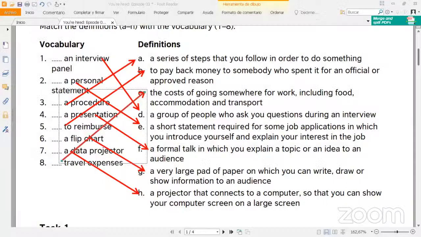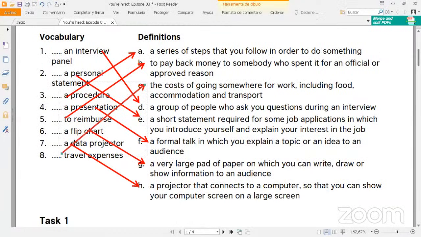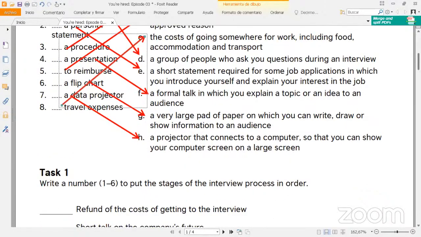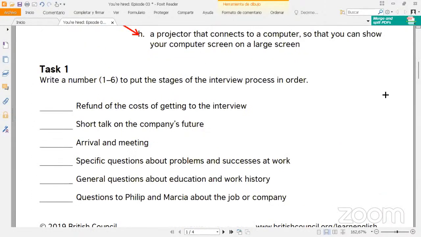So that's how pretty much human resources does it. Okay, so let's see. Do you think we can go into the questions or do you want to read the transcript? We can go to the questions. Okay. So number 1, write numbers 1 to 6 to put the stages of the interview process in order.